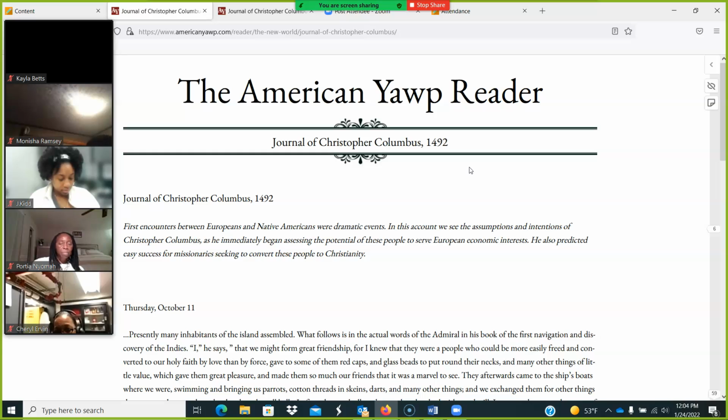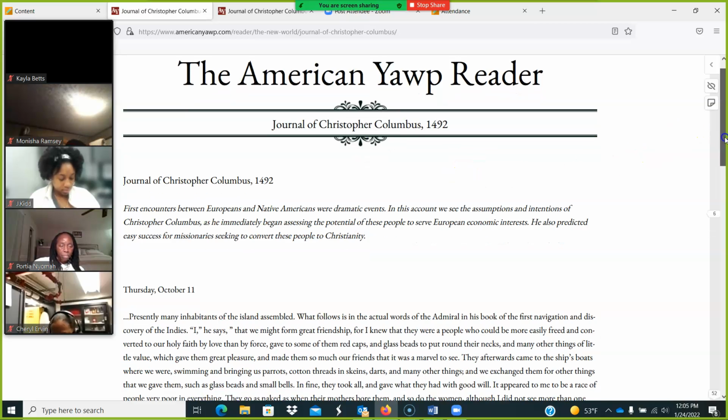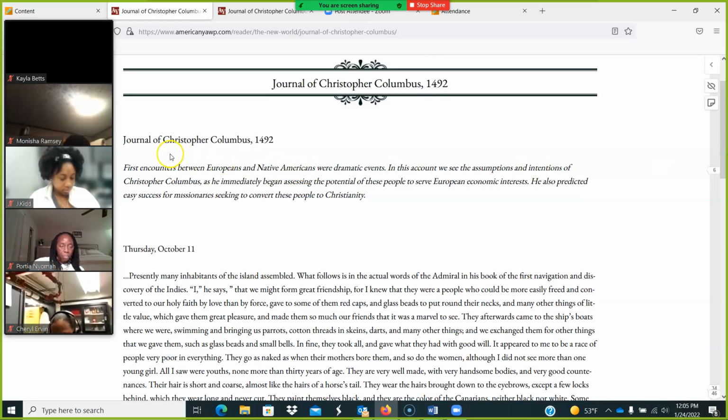Journal of Christopher Columbus, 1492. Fantastic. Okay. So it says Journal of Christopher Columbus, 1492. First encounters. Please don't write 1942, y'all. I know many of you are as dyslexic with dates as I am, but this was not 1942. This is 1492. 1942 was World War II.